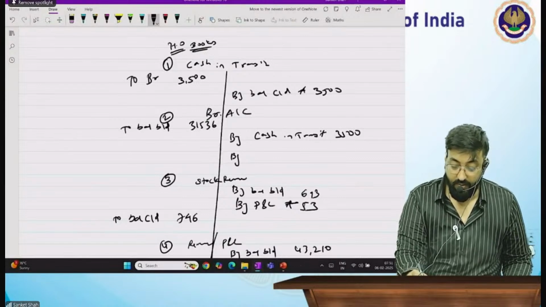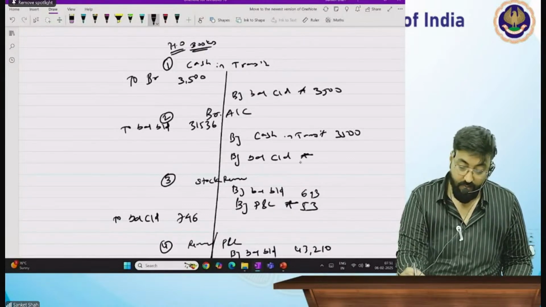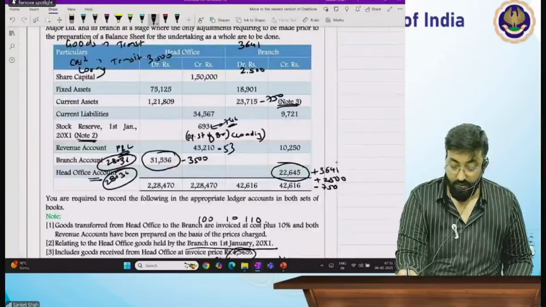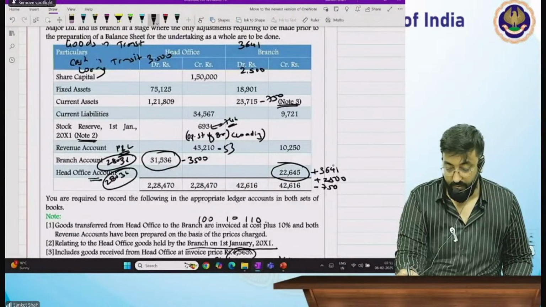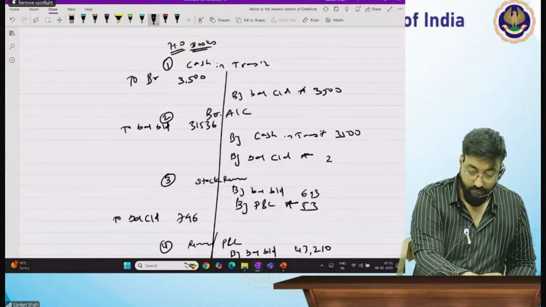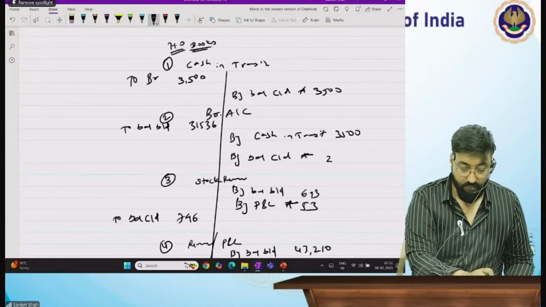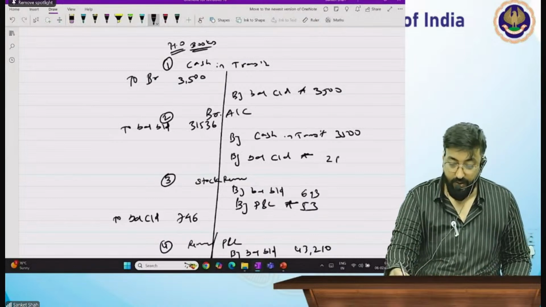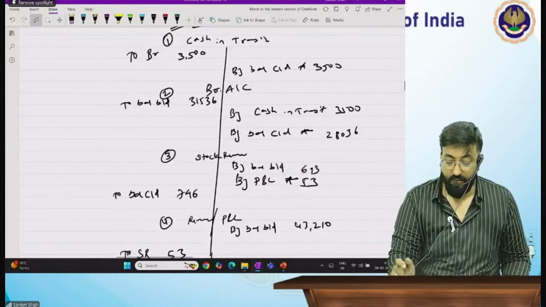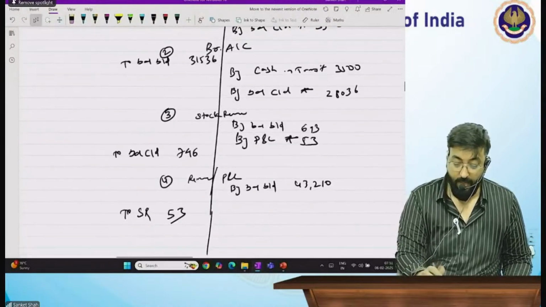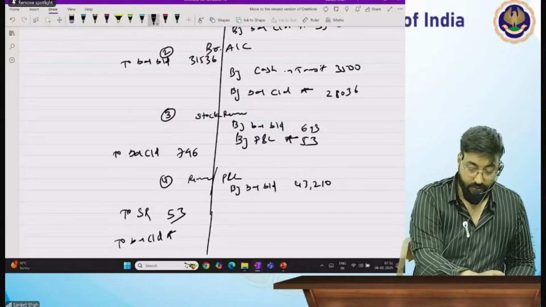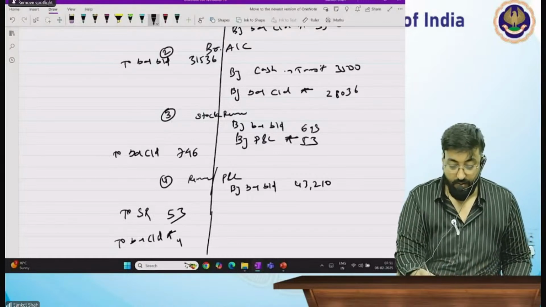Now by balance carried down 3,500. In branch, by balance carried down, 31,536 minus 3,500, what happened? 28,036. Correct? Yes, sir. Stock reserve account over. And what is my new P&L figure? 43,210 minus 53, 43,157, sir.